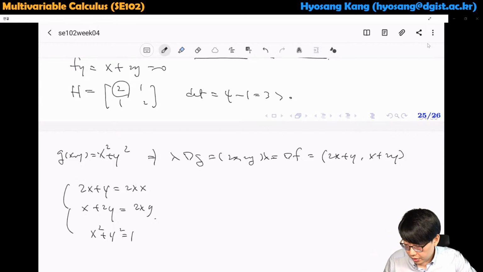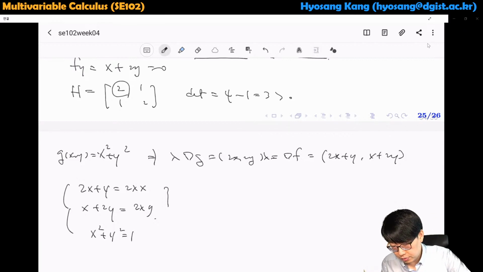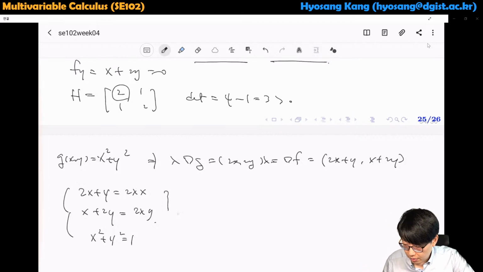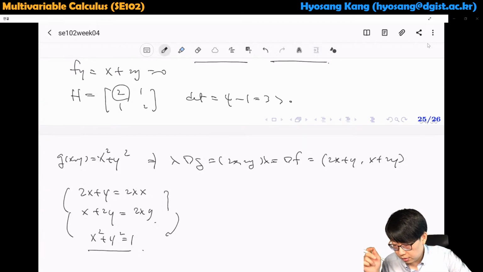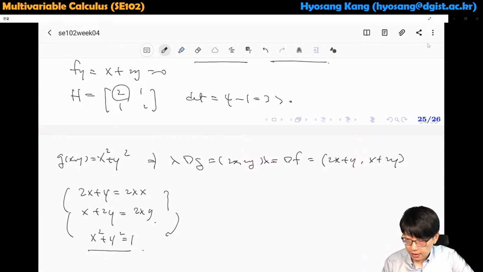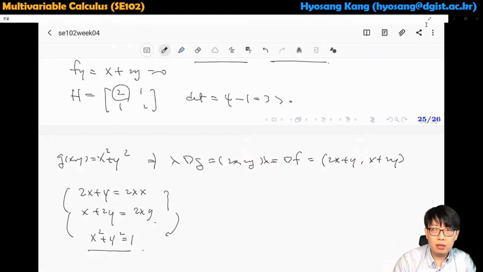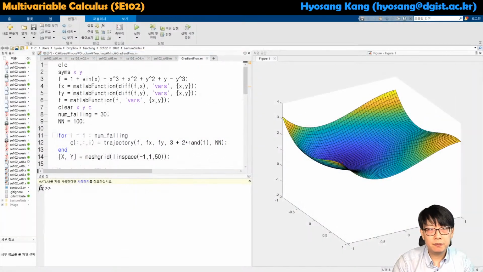So first, try to solve the first 2 equations and rewrite x and y in terms of lambda, and then plug into the constraint and find out what lambda is. You can do that yourself. And if you have found the local extrema, then you have to check whether each is a local minimum or local maximum. So you have to draw it anyway. So let's draw the function.